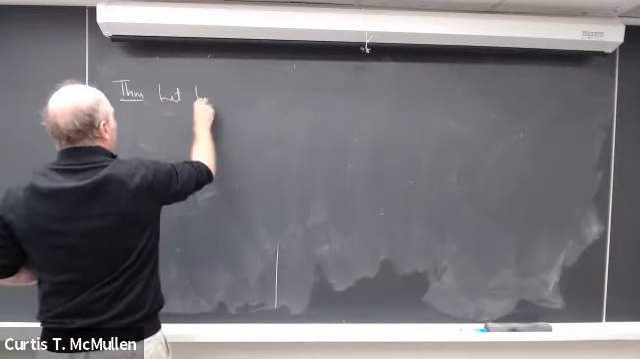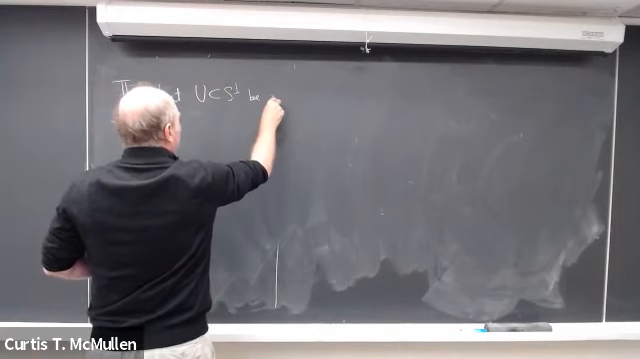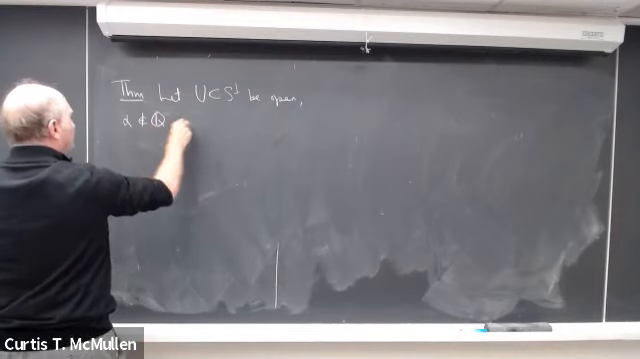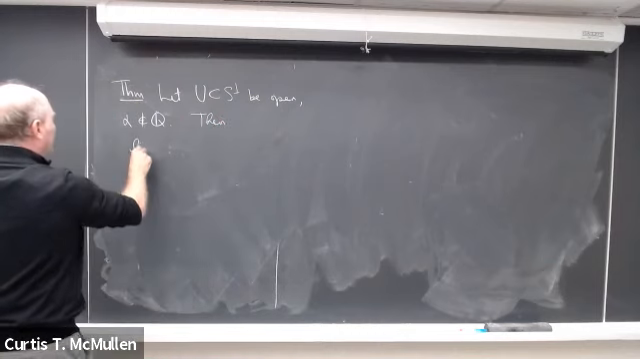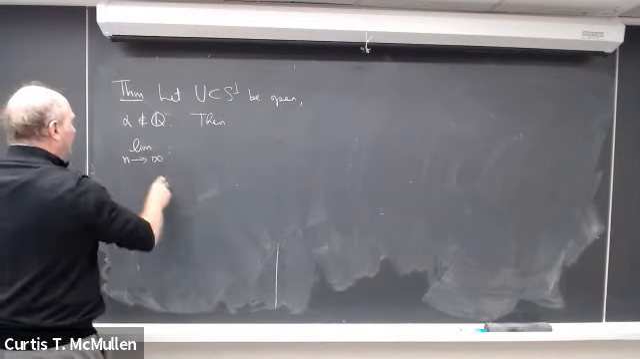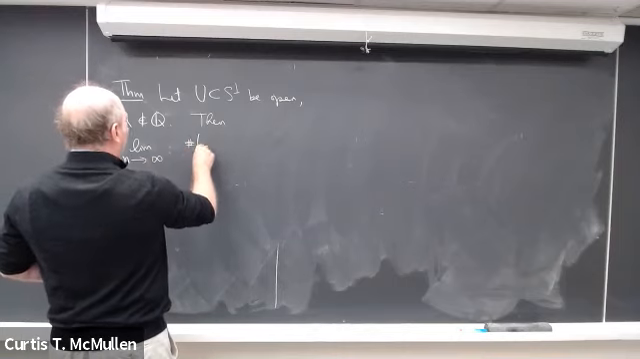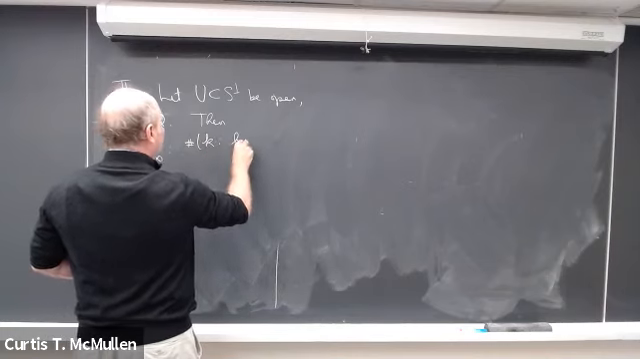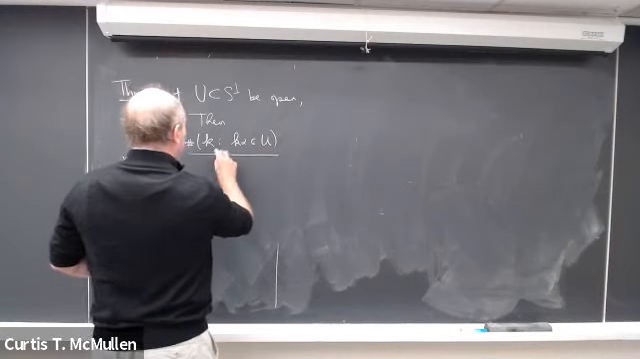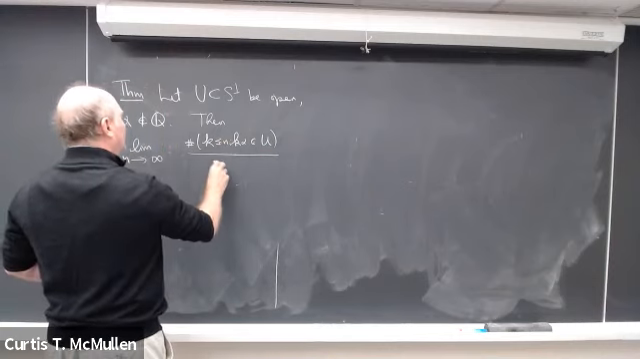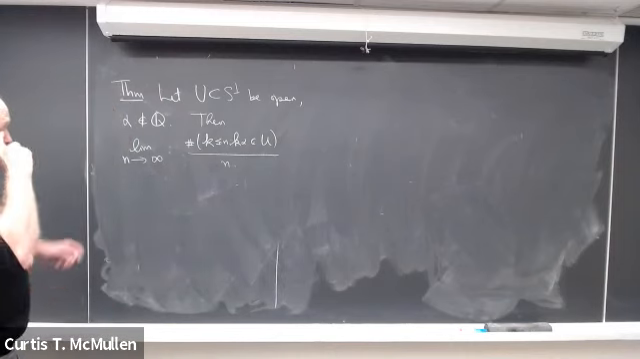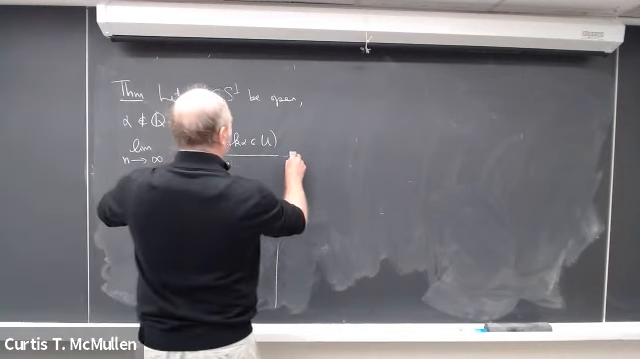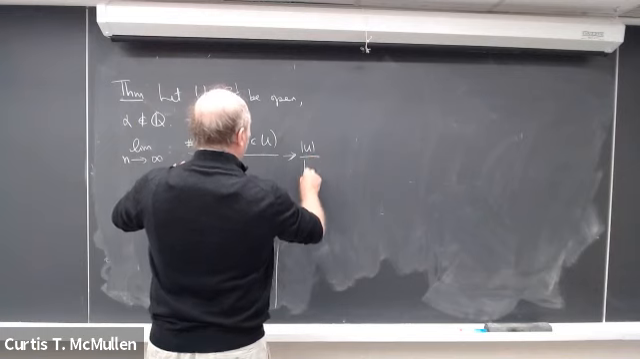So let U be an open set and alpha an irrational number. Then the limit as n goes to infinity of the number of k such that k alpha is in U, and k is less than or equal to n, divided by n, so the percentage of time that this irrational rotation orbit spends in U, converges to the measure of U, or if you like, the measure of U over the measure of the circle.